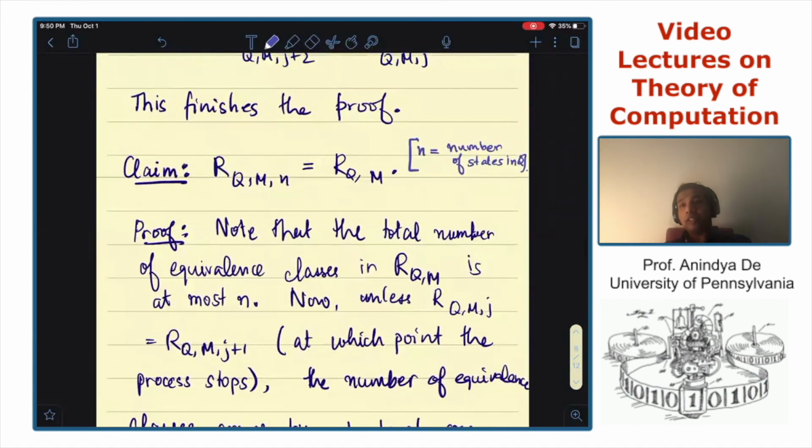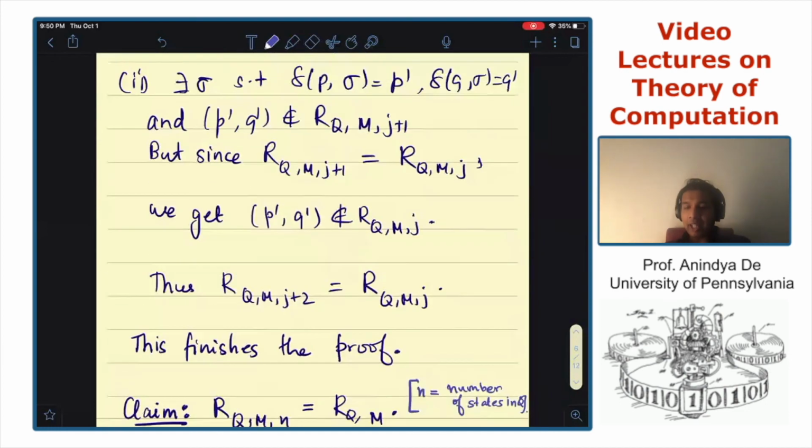And now what would this mean? This now implies that if two states p and q are distinguishable by any string z, then they are distinguishable by a string of length n or smaller, thus implying that R_{Q,M,n} equals R_{Q,M}.